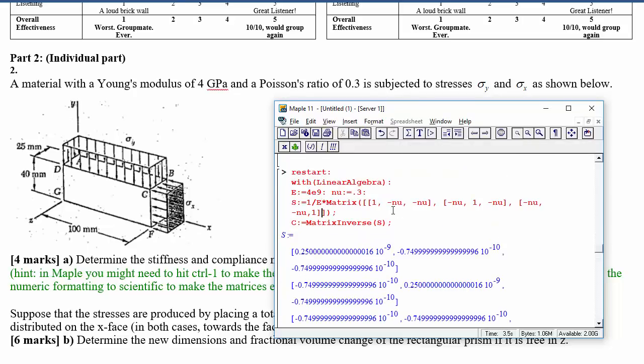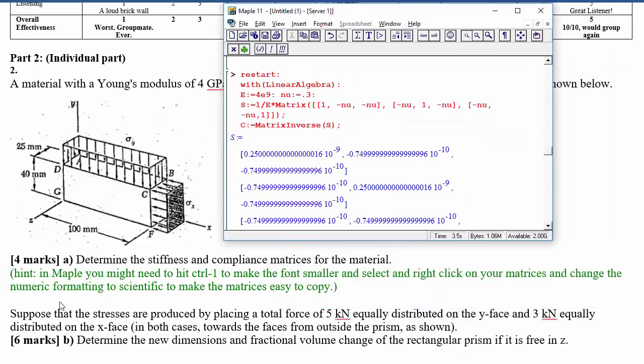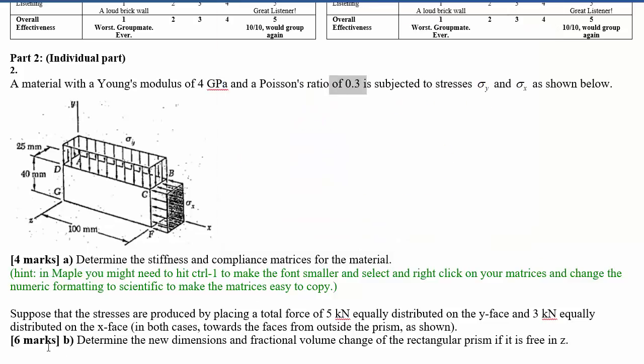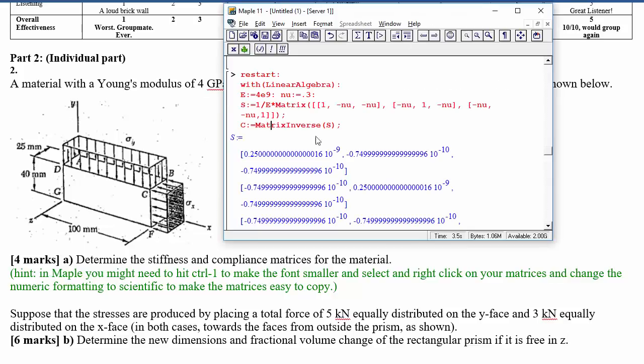Okay, so next thing we're gonna do, so that's the first part, figure out the stiffness and compliance matrix. Wow, 4 marks for that, nice. Okay, so 6 marks, determine the new dimensions and fractional volume change of the rectangular prism if it is free in Z. So new dimensions are going to be figured out by the strain multiplied by the original dimensions.